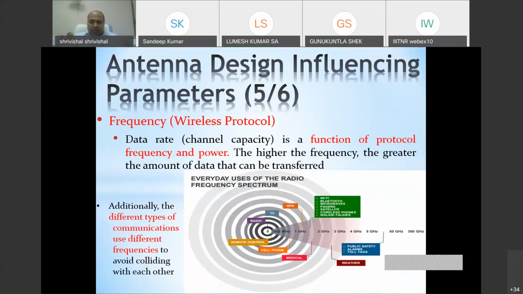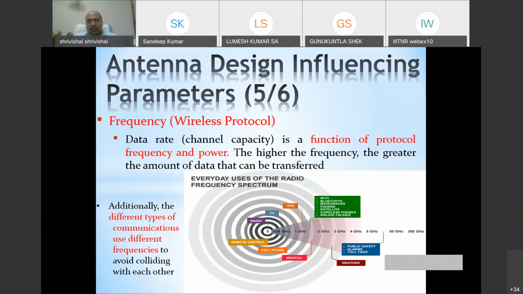Again, you can see some of the applications based on frequency where people are using them. At the very low frequency, in the central part, you can see radio applications. Then remote control, cell phone, TV applications, 500 megahertz. Then GPS applications. Near this GPS, the IoT band has also been placed. Then 2.4 gigahertz: Wi-Fi, Bluetooth, microwave oven, pagers, satellite, cordless phones, walkie-talkies. A lot of applications in this ISM band have been placed here.